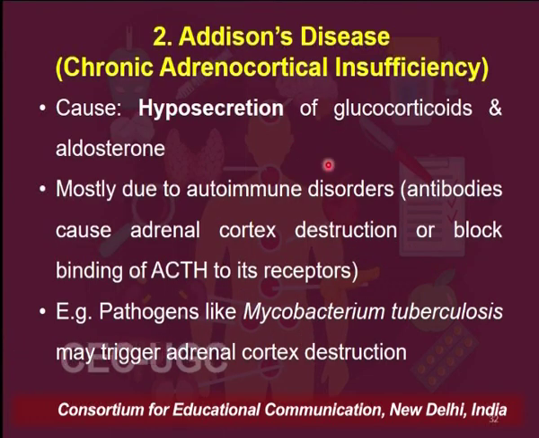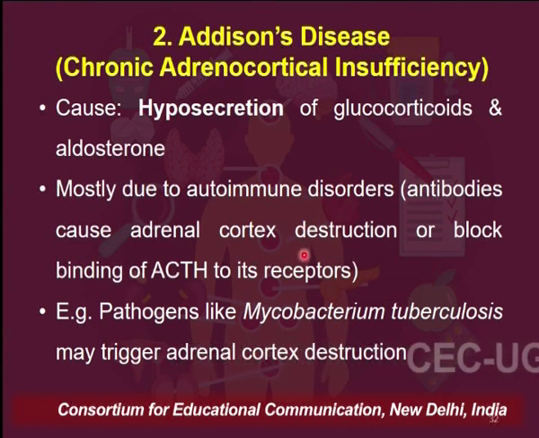But there is another syndrome which occurs because of the hyposecretion of glucocorticoids along with aldosterone, and that is referred to as Addison's disease, also known as chronic adrenocortical insufficiency, which mostly occurs due to autoimmune disorders, wherein antibodies are generated in the body that cause adrenal cortex destruction, or in another way block binding of the adrenocorticotropic hormone to its receptor. This also usually occurs because of pathogens like Mycobacterium tuberculosis. They may trigger adrenal cortex destruction.